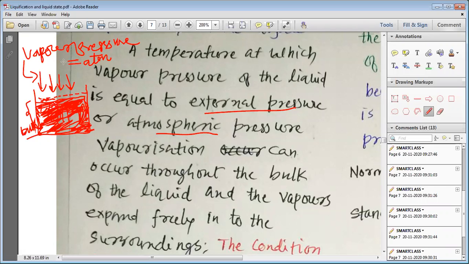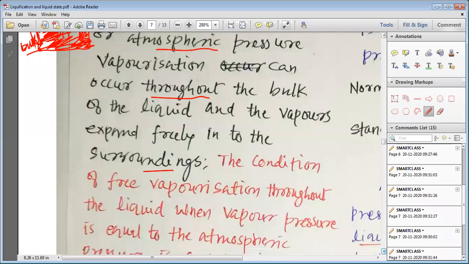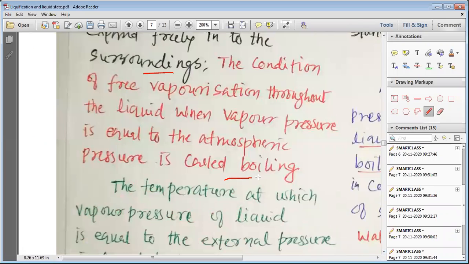So whenever there is boiling, my dear students, the vapor pressure of a liquid is equal to the pressure exerted by the air present around it, because we have the open container. In that condition, vaporization can occur throughout the bulk of the liquid and the vapors expand freely into the surroundings. The condition of free vaporization throughout the liquid when vapor pressure is equal to the atmospheric pressure is called boiling. Please remember this condition as boiling.